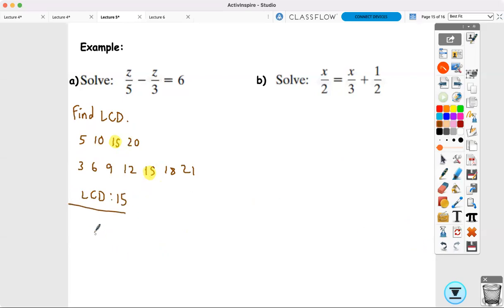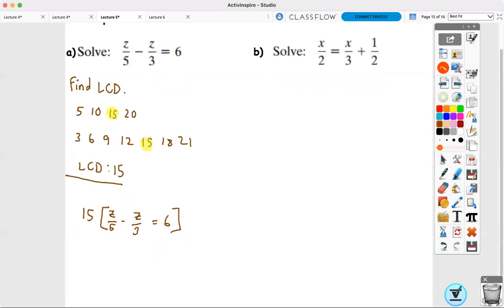So now we're going to multiply 15 to the whole equation. So we have 15 bracket z over 5 minus z over 3 equals 6. We're going to multiply 15 to all of these. So let me switch up my color. So I draw my arrows. It'll be to these two and this one over here. So it'll be 15 times z over 5, minus 15 times z over 3, equals 15 times 6.